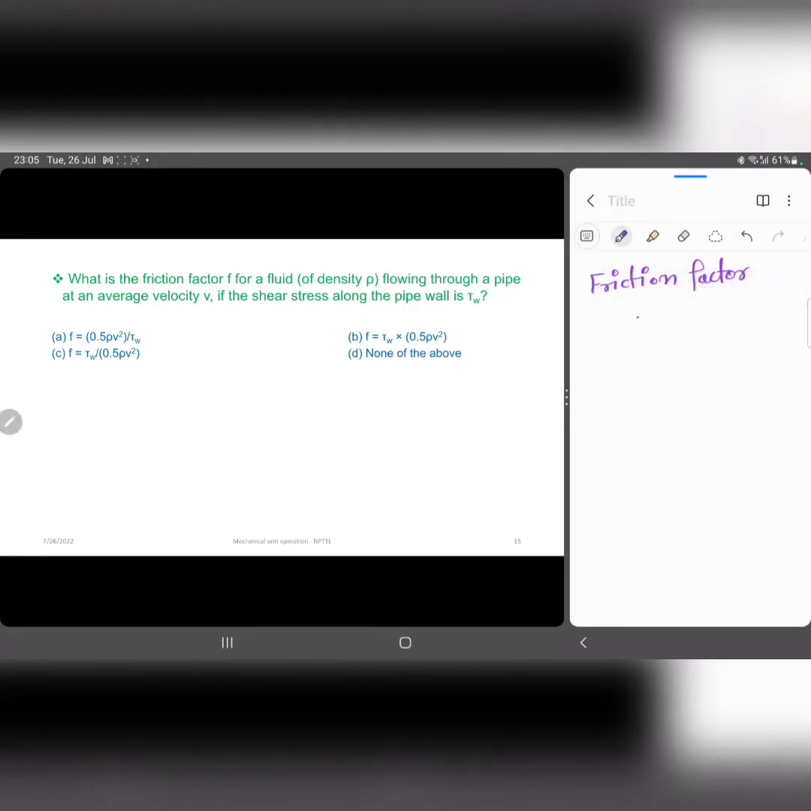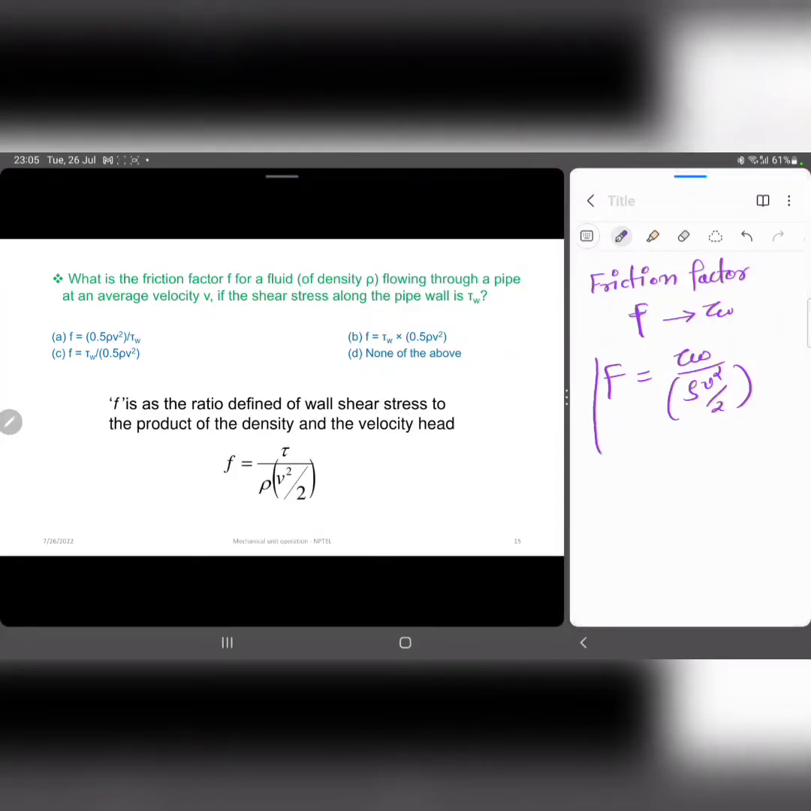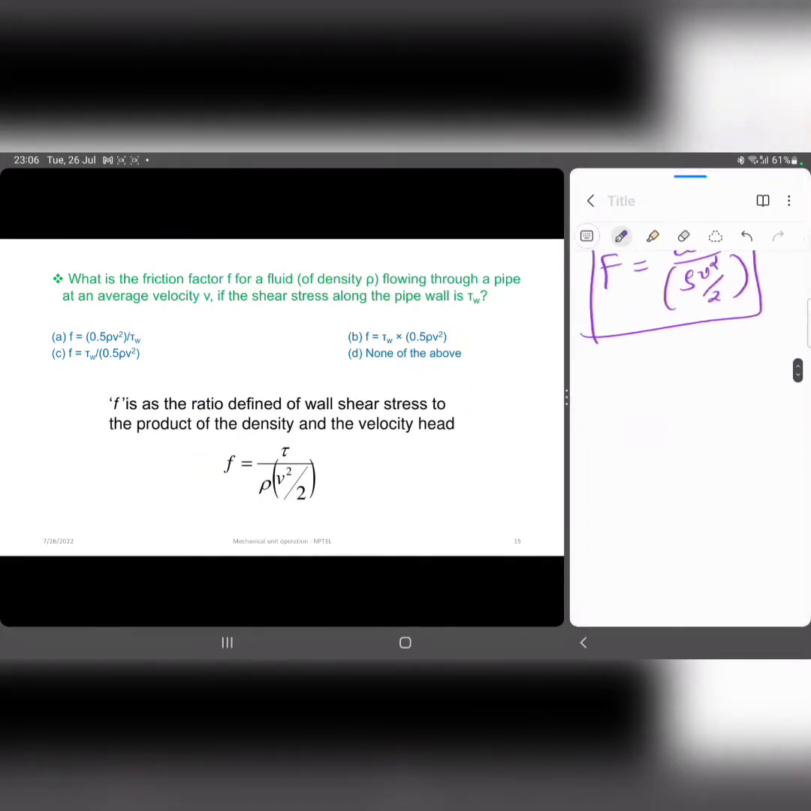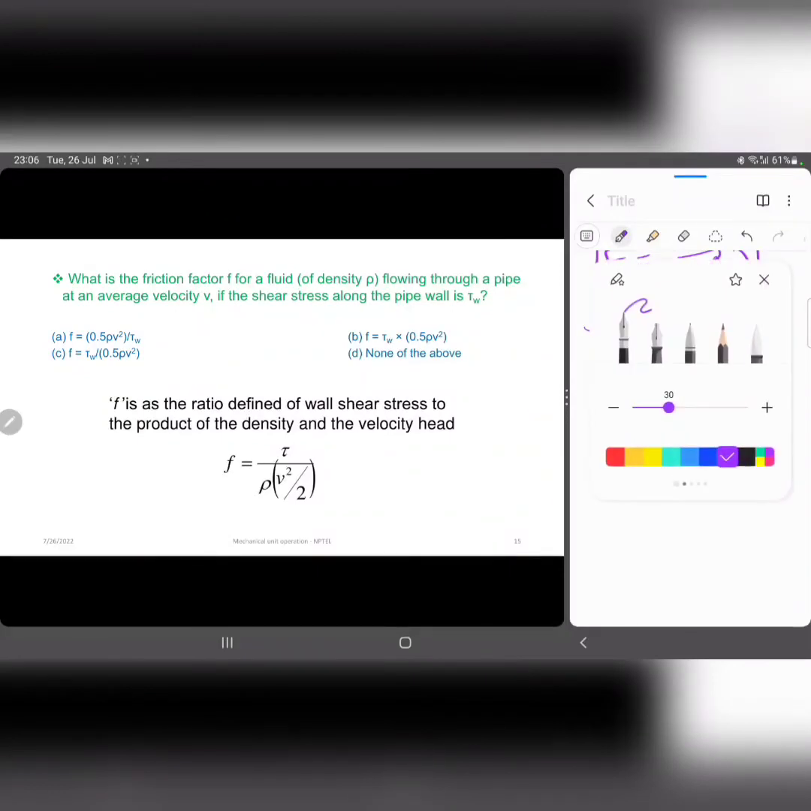It is also denoted as small f, and it depends on tau w, which is a shear stress. If you remember, there is one equation: F is equal to tau W divided by rho V square by 2. If you can't recollect it now, it is the definition of friction factor: the ratio of wall shear stress to the product of the density and the velocity head is known as the friction factor. But if you find some difficulty understanding how it comes, we can go for a small derivation. We already learned this derivation, I think, in fluid mechanics.